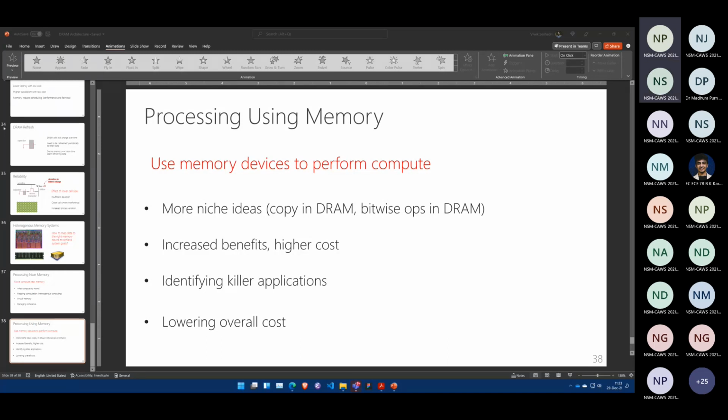Let's see, where did I leave off? Okay, so Intel Optane, I think we answered that question.